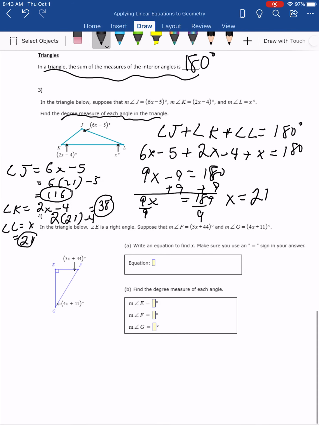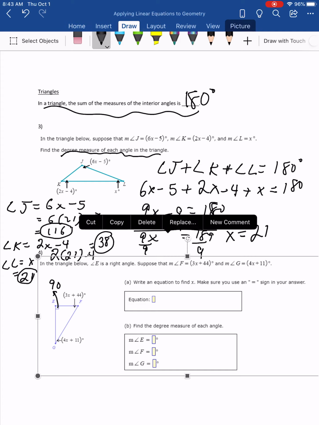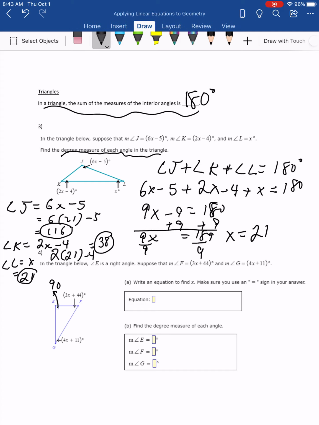All right. Our last one, just like the previous question, but we've got a right angle over here, so we know that is 90. So, write an equation to find x. Make sure you use an equal sign in your answer. So in the top, you're just writing the equation. So angle G plus angle F plus angle E equals 180.